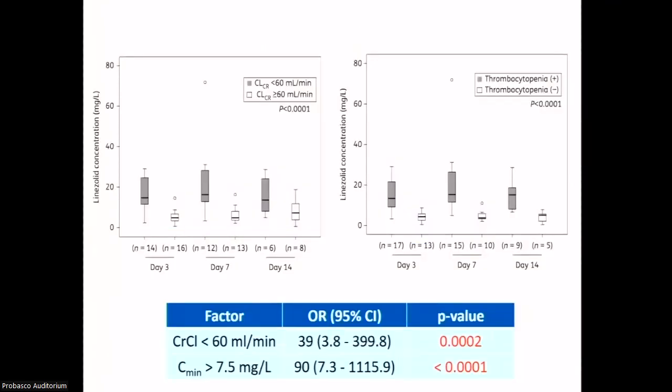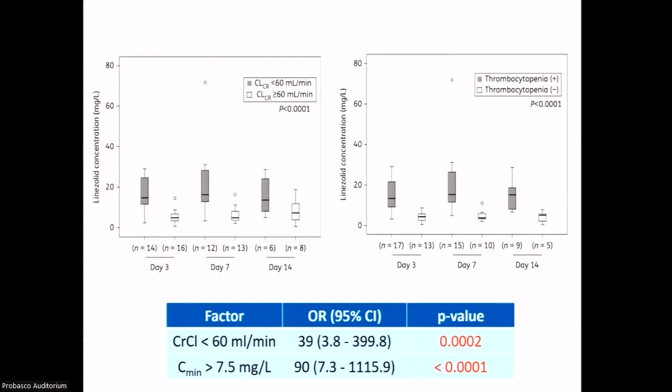So to better understand the influences of linezolid concentrations on hematological toxicity, Nikui and colleagues conducted an observational study of adults on linezolid at a single center in Japan. The authors of this study defined thrombocytopenia a little bit differently than the previous, with their definition being a 75% decrease or more from baseline platelet values. For measurement of linezolid concentrations, they assessed trough values at days 3, 7, and 14 of treatment.